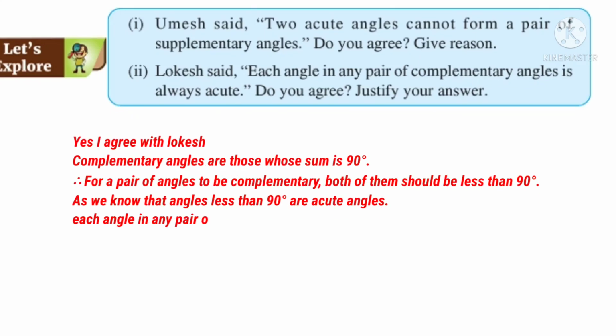Yes, I agree with Lokesh. Complementary angles are those whose sum is 90 degrees. Therefore, for a pair of angles to be complementary, both of them should be less than 90 degrees. As we know, angles less than 90 degrees are acute angles, so each angle in any pair of complementary angles is always acute.